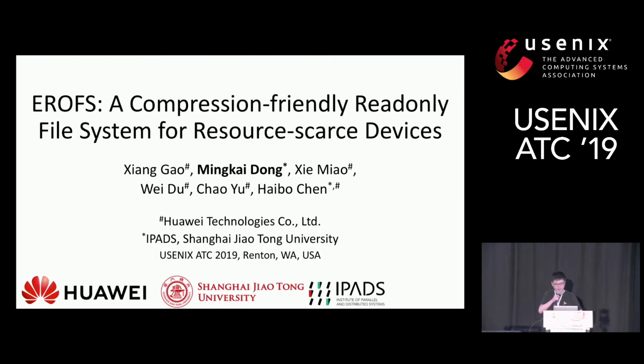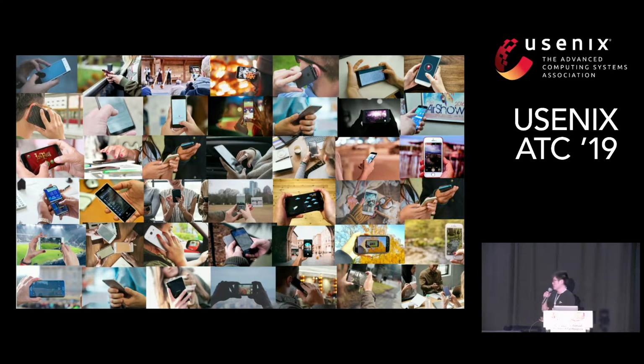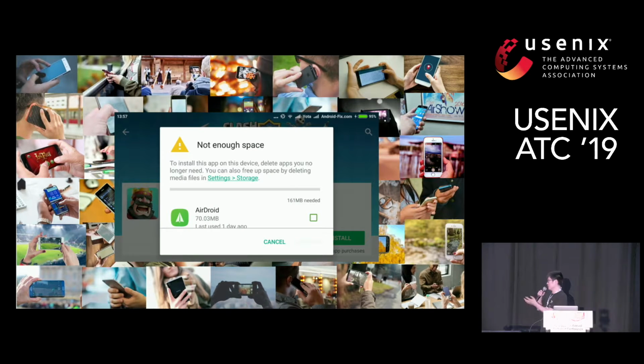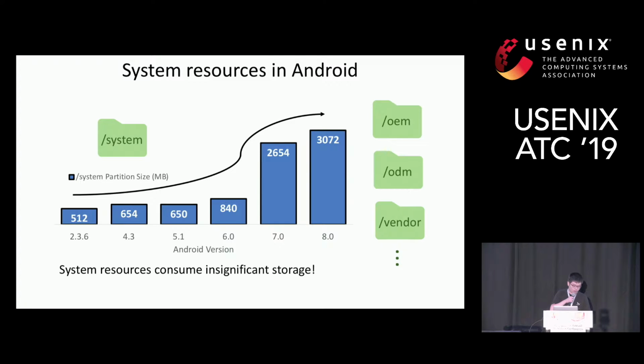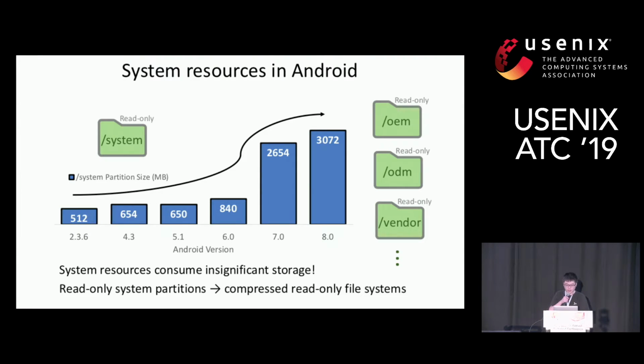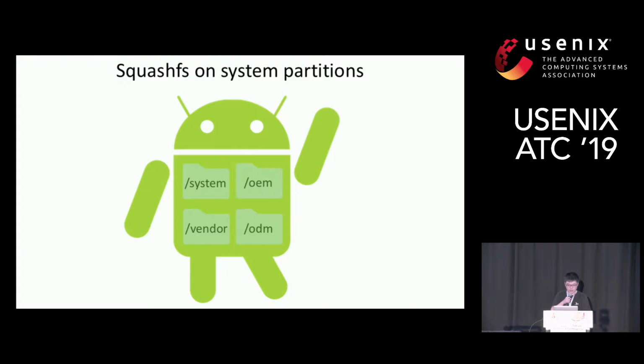Hello, everyone. So today I will talk about our work, EROFS. Smartphones are our life now. We want to store everything in our phones, and no one wants to see a warning saying that there's not enough space. However, system resources are consuming more and more storage in your phone. The good news is that the system resources are read-only, so we can use a compressed read-only file system to store these system resources and release more space for users.